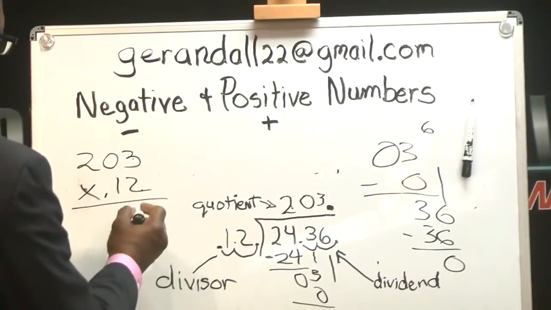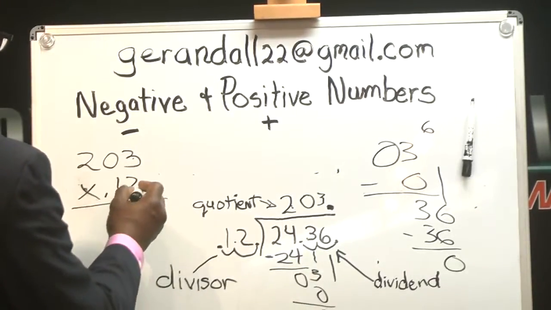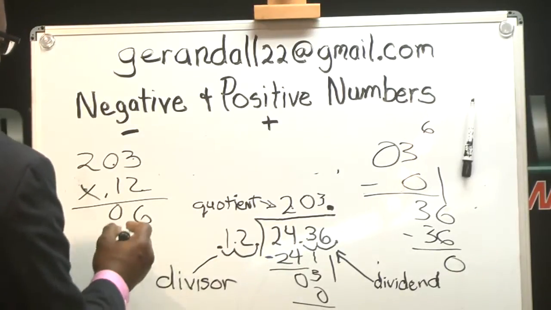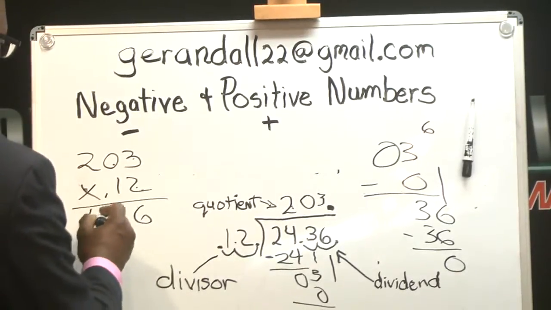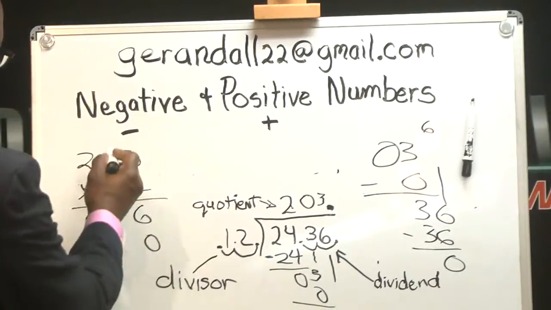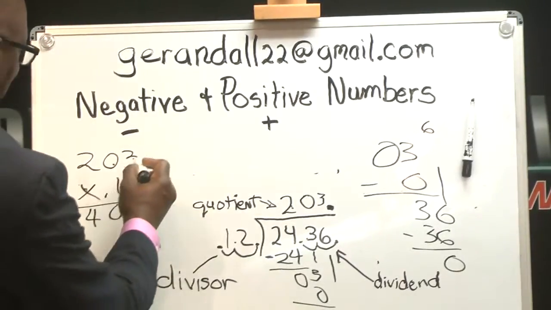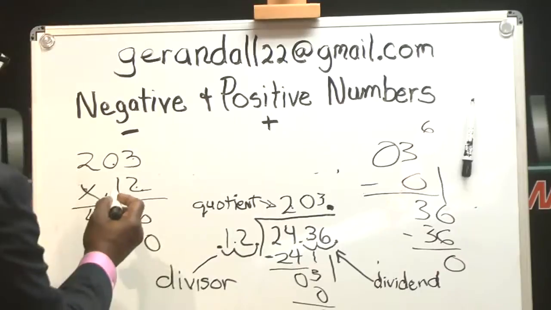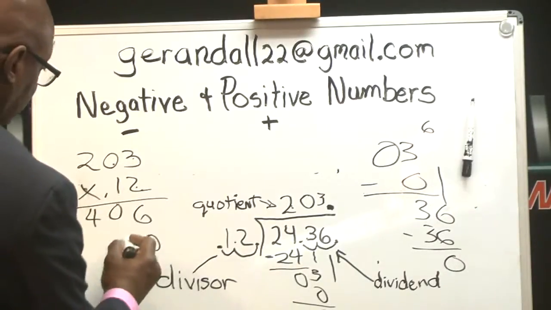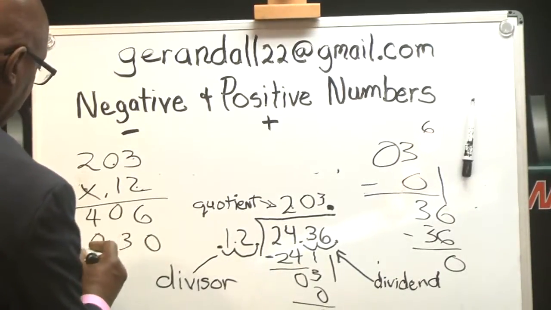Two times 3 is 6. 2 times 0 is 0. 2 times 2 is 4. Put a 0 here so we can get in the next column. And 1 times anything, which is 203, is 302.